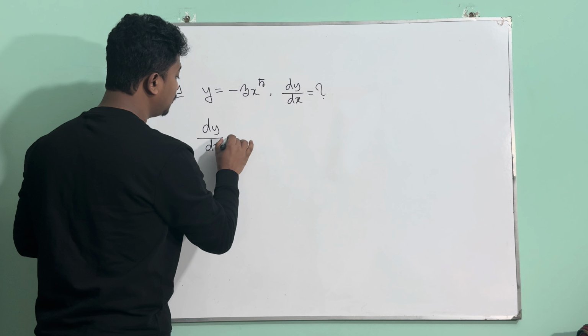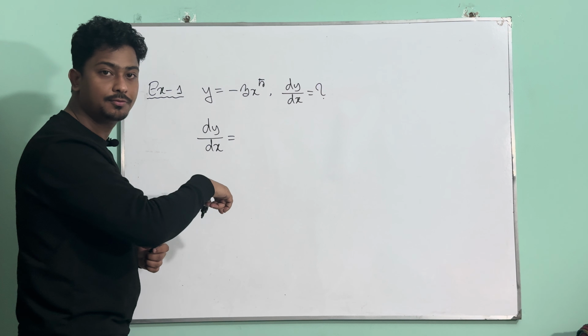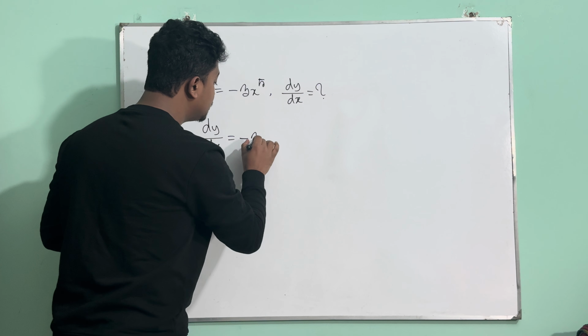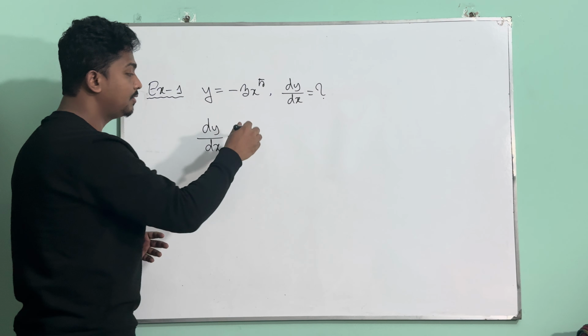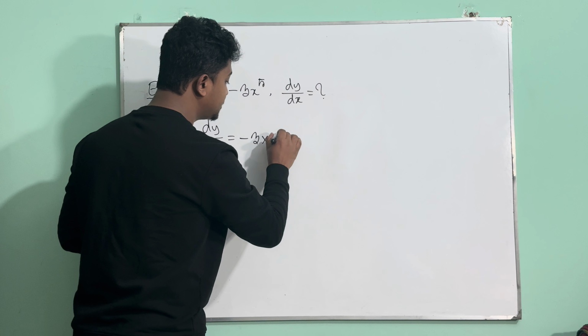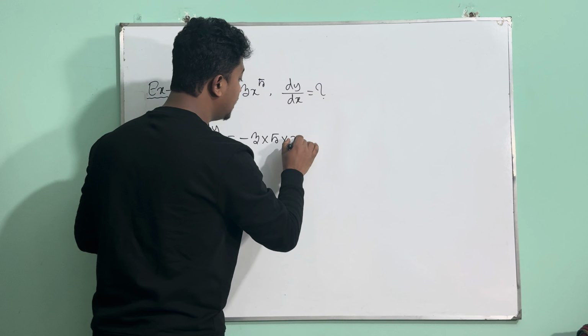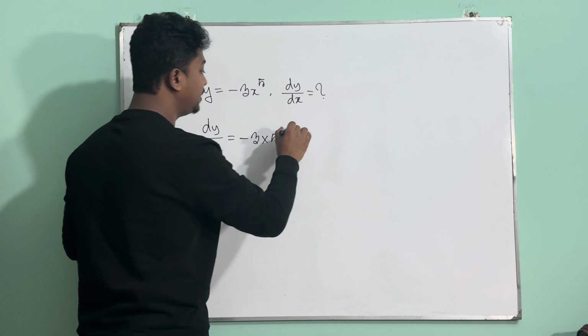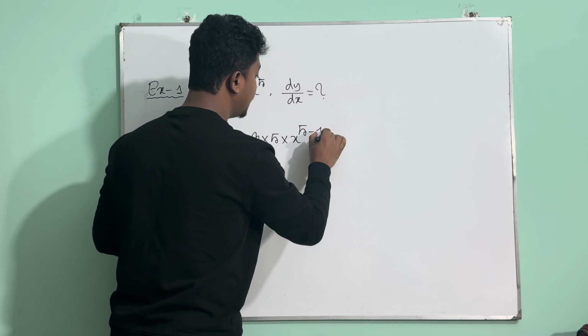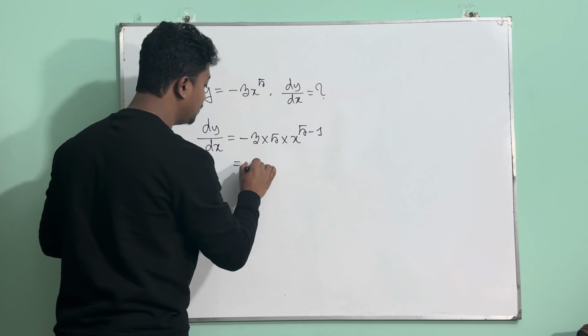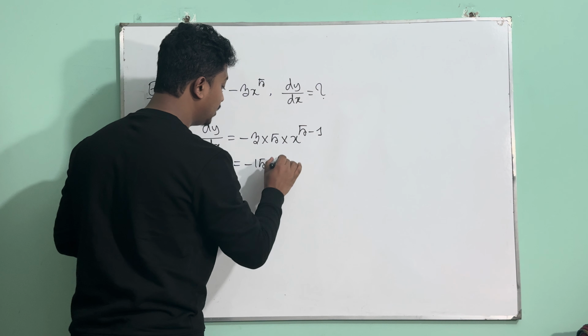Now, according to the power rule, what happens? 5 comes in the front, right? Our constant stays there. Minus 3 is already there. 5 comes in the front. Here's the 5. And then the power on the variable is reduced by 1. So 5 minus 1. That's it. Now you multiply, you get minus 15 x power 4.